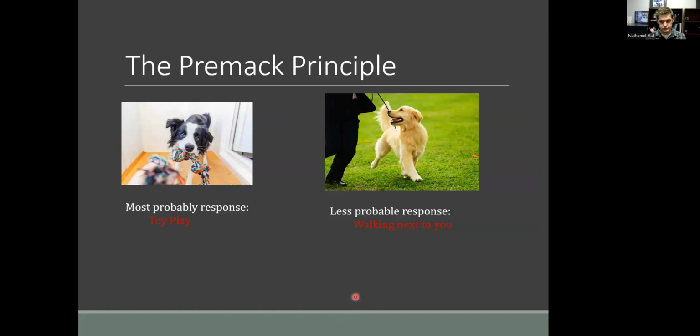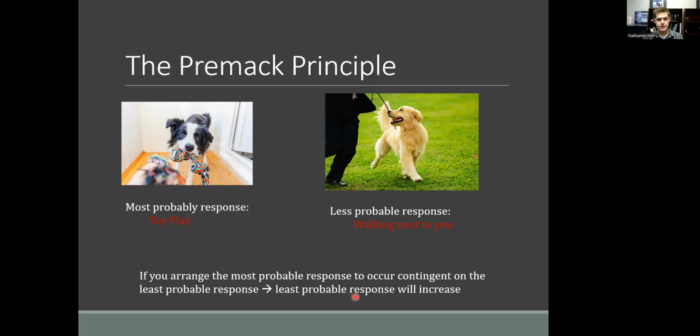So a simple example is that if you want your dog to walk at heel, you can look at what does my dog do in just a free operant situation? They might walk next to you at heel with a very low probability, but if there was a toy around, they would probably engage in toy play with a very high probability. And what this would suggest is that if we arrange the consequences such that the more probable behavior serves as the reinforcer for the less probable behavior, access to toy play if you walk next to me would likely be a winning solution, in the same way that making ice cream contingent on eating your Brussels sprouts would work with a child. The same here would work with the Premack principle.